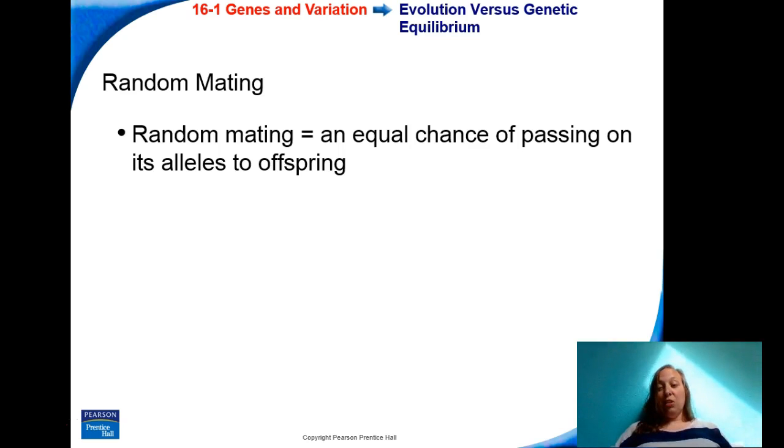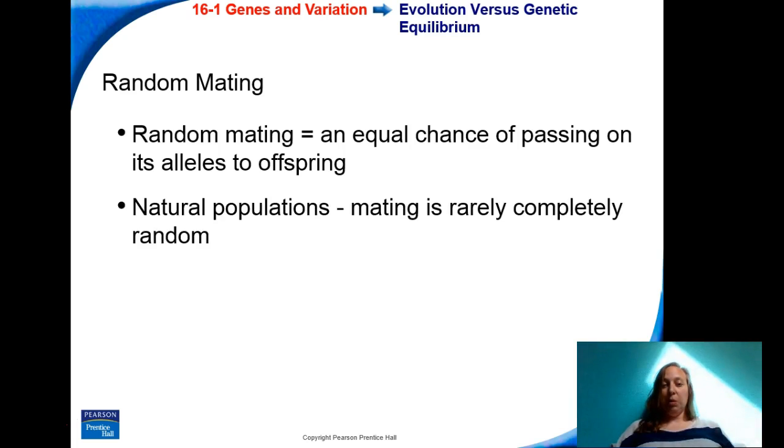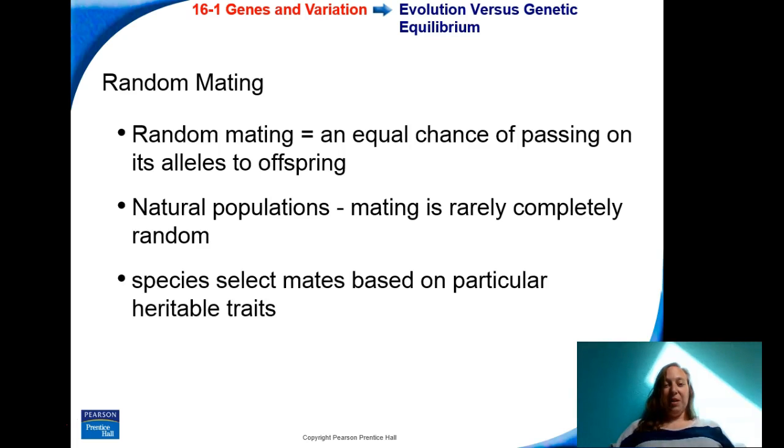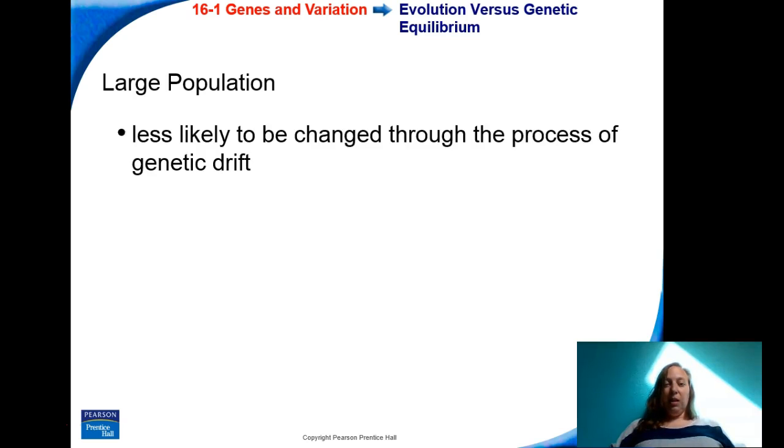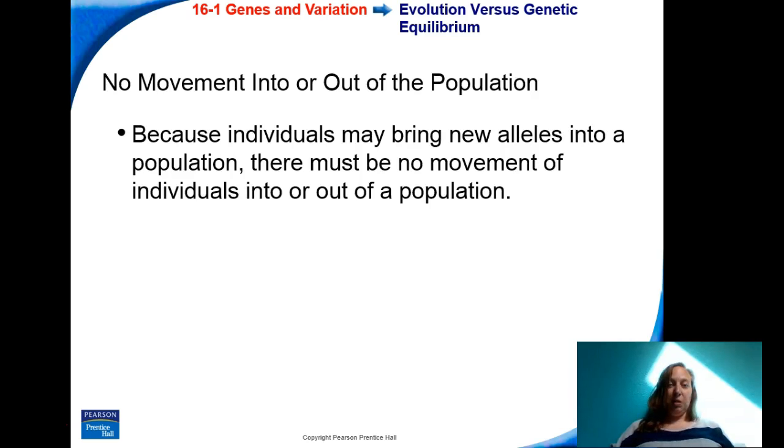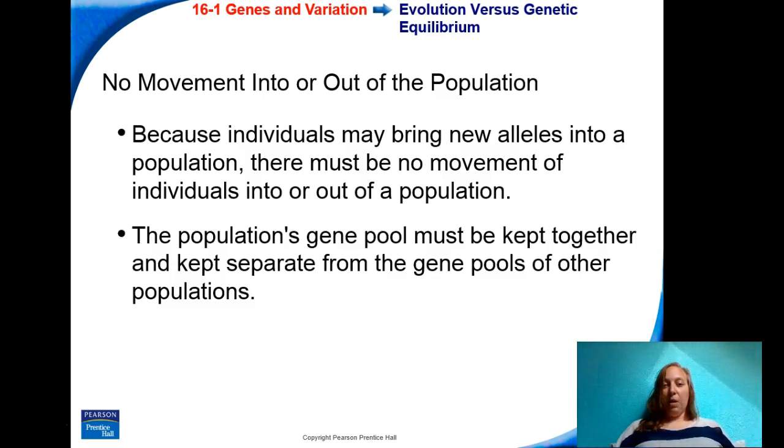So this is going to give you the definitions of what we're looking for. So random mating, equal chance of passing on alleles to its offspring. Almost never happens, as it's random. They mate because of traits. We talked about that. Large populations, again, are less likely to be changed because of genetic drift, but it still happens. Movement into and out of, we're talking about change of, again, the genetic pool if we have movement into or out of, and so therefore it's really not very possible.